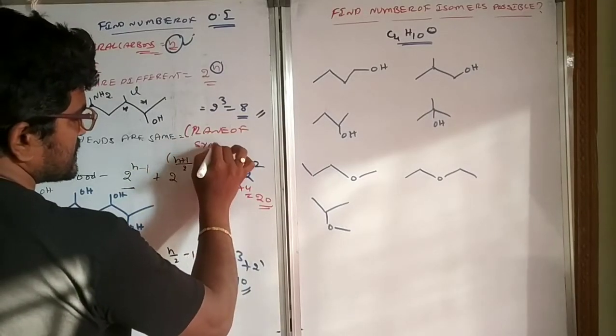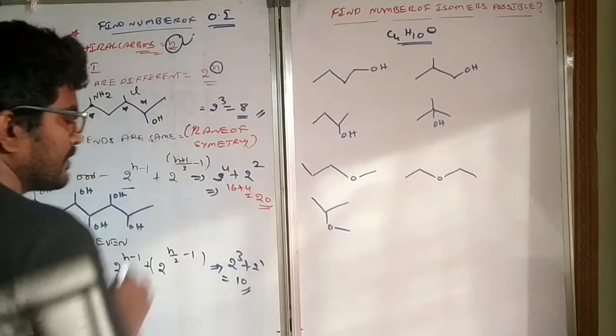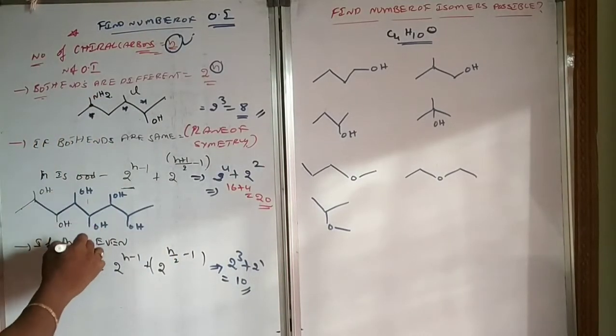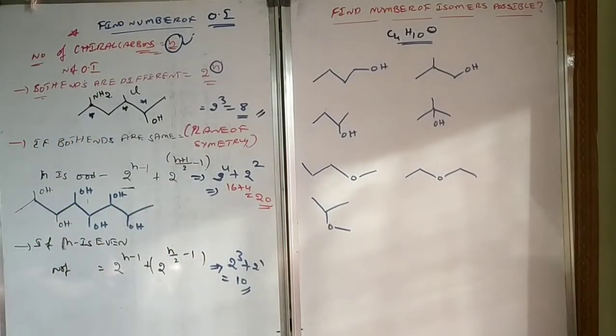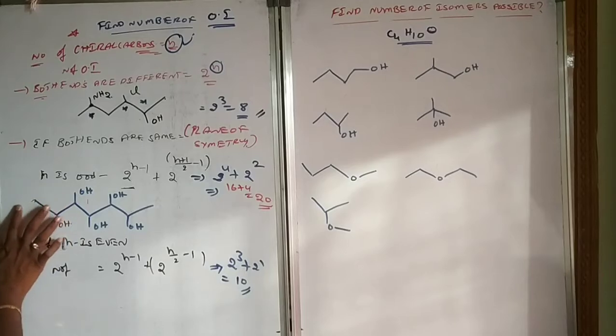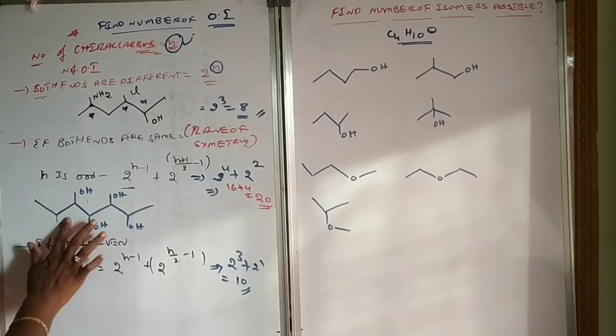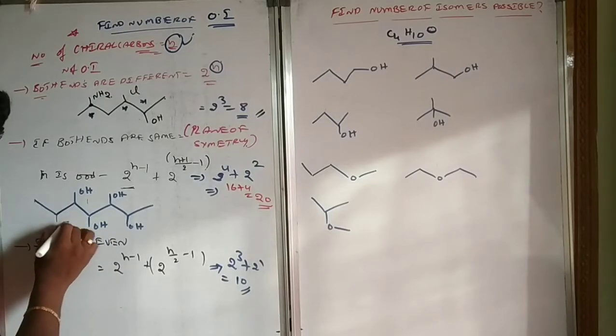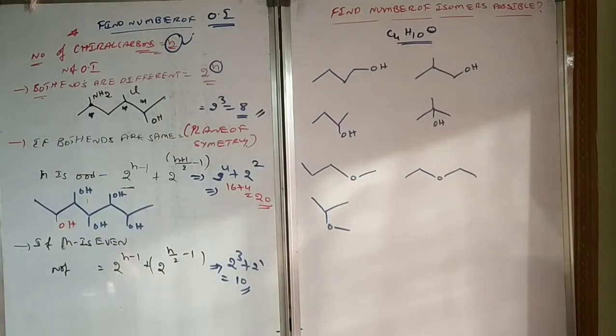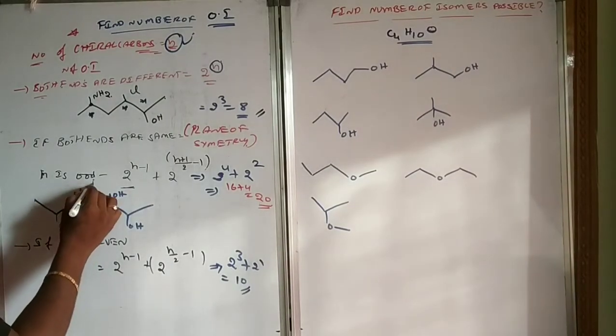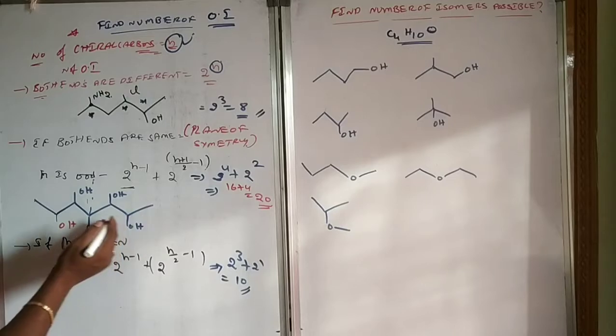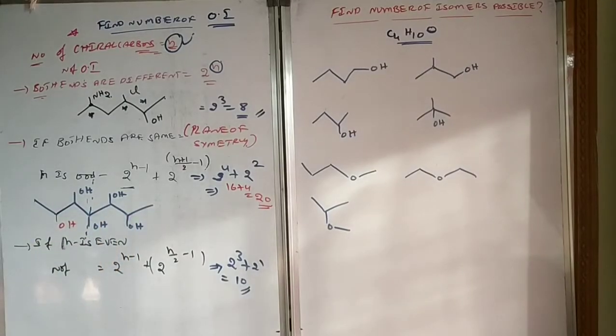Instead of saying both ends are same, you can write plane of symmetry. Plane of symmetry means if you put any plane, you can divide that into 2 equal halves. Then it is known as a plane of symmetry. So let us take this compound only. I will explain how. I will write OH on this thing. So in this case you can see a plane of symmetry is possible. If you put a plane like this, you can divide this into 2 equal halves.